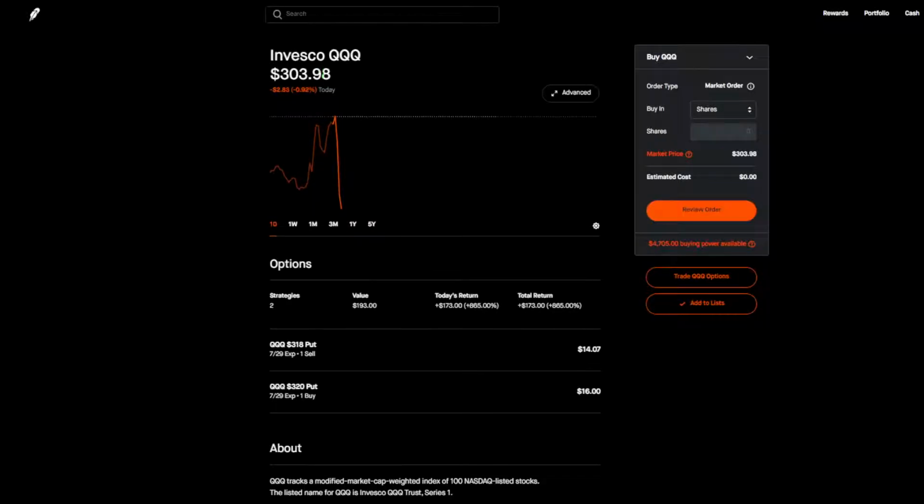Today I want to talk about an in-the-money ghetto put spread that I just purchased. As you can see here, I'm up almost 900% on this position. Pretty much what I did was I went bearish on QQQ. I was watching it and I had no idea it was going to drop this much. I would have thrown a lot more capital at it.